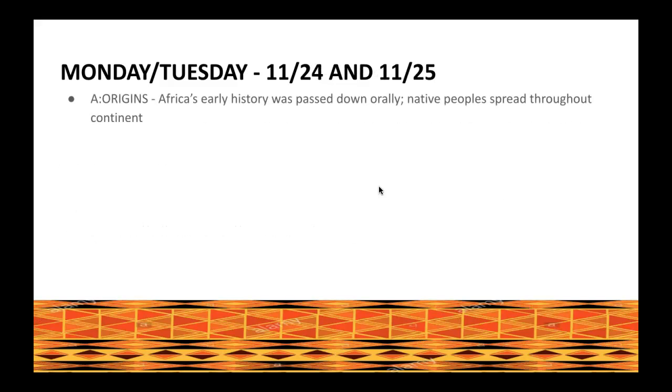So first, origins. Africa's early history was passed down orally, and native peoples spread throughout the continent. One of the things that most students may not know is that what separates Africa's history and culture from other cultures around the world that we're going to study is that much of their history, because it was passed down orally, has in many ways been subject to diverse interpretation and, of course, widespread cultural diffusion. Now, when the native peoples spread throughout the entire continent, they were also able to set up different kingdoms that had characteristics all of their own.